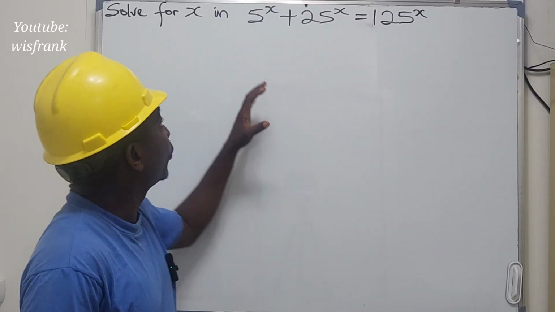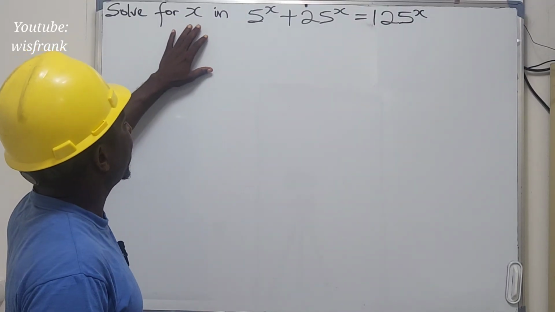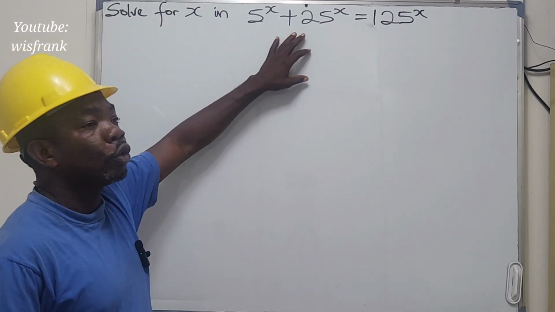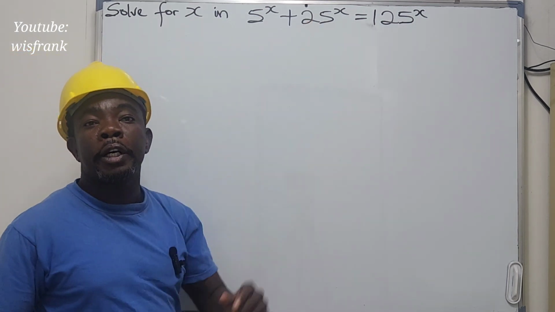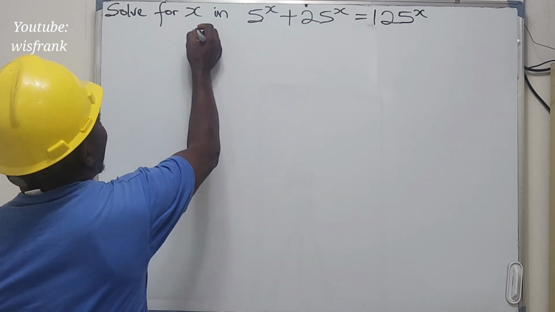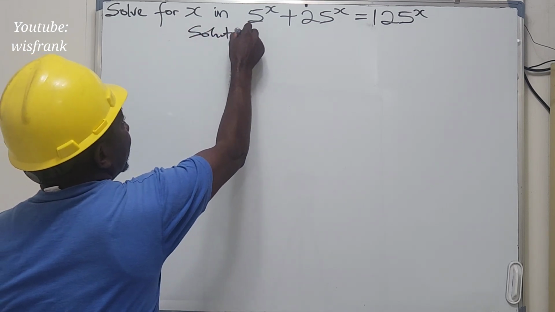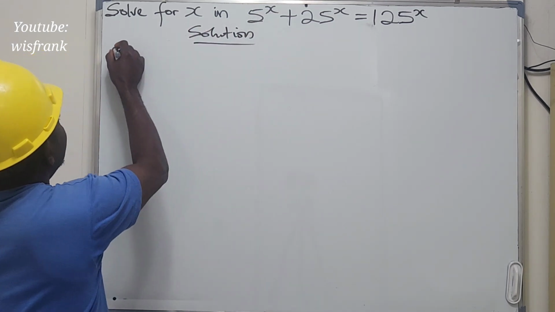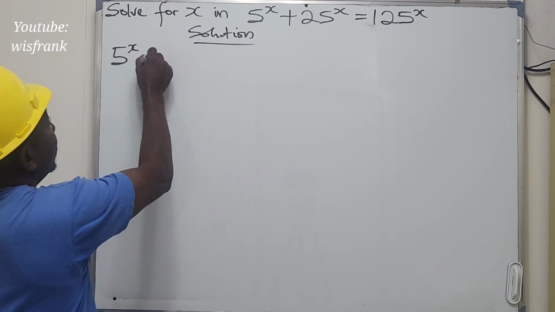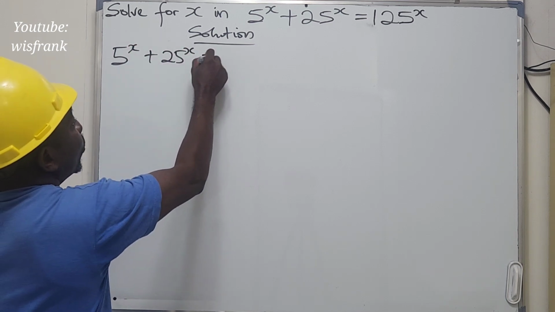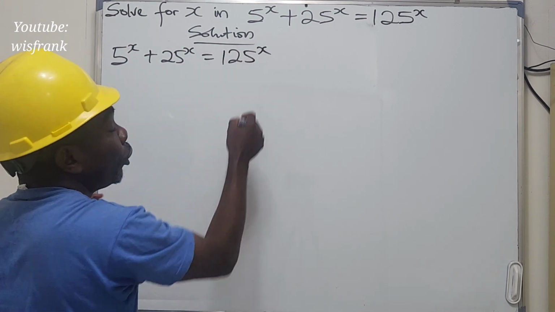For today, we are going to look at this question, and it says solve for x in 5 to the power of x plus 25 to the power of x equals 125 to the power of x. So we are going to solve for the value of x from that equation. So we are given 5 to the power of x plus 25 to the power of x equals 125 to the power of x.